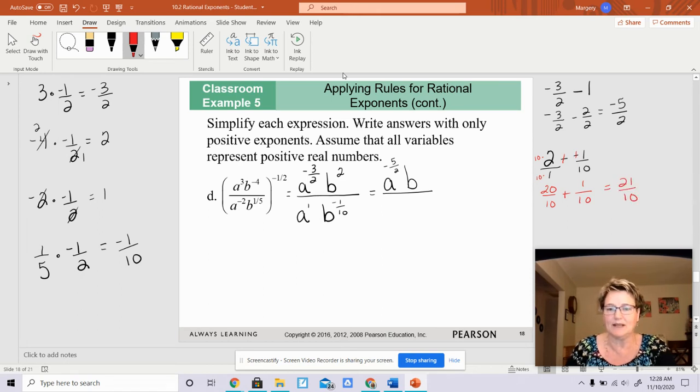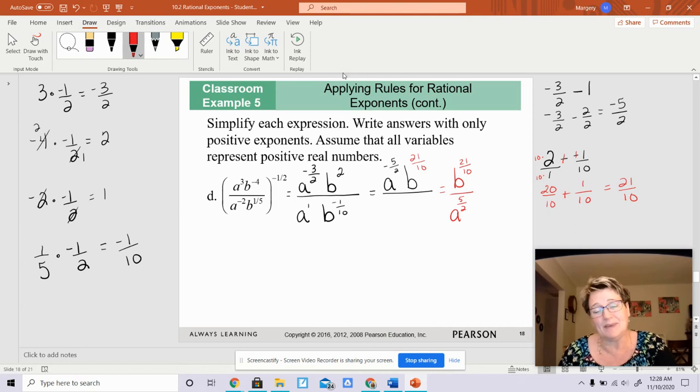So this is going to be b to the 21/10. Now, here's the fun part. I am going to end up with b to the 21/10 in the numerator, and I'm going to bring the a to the bottom because it has a negative exponent. So that's going to be a to the 5/2. Now you think we're done, but because those are improper fractions, that means we could actually simplify it. And the way I'm going to simplify it is like this.